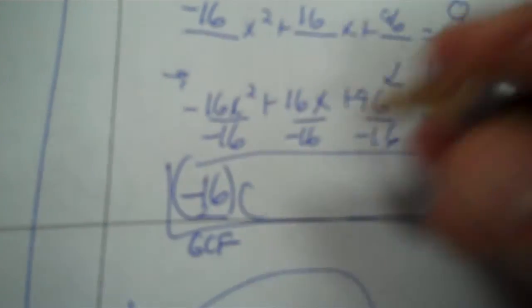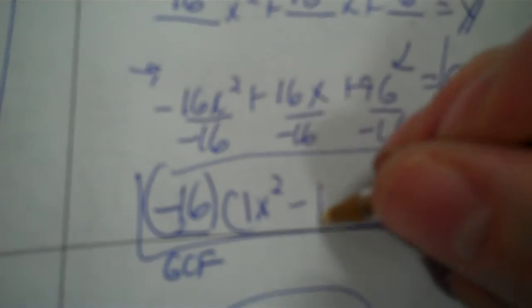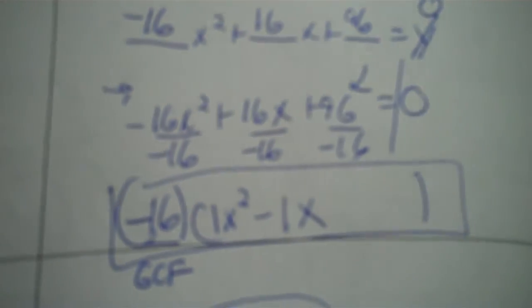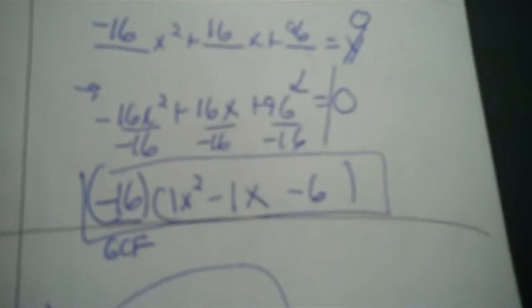Now, negative 16 divided by negative 16 is 1. X squared. 16 divided by negative 16 is negative 1x. 96 divided by negative 16 is negative 6. Okay. Now, you put the GCF out here. When you have a 1, cross it out. Okay, now you're going with this. So I take 1 times negative 6, that's negative 6.